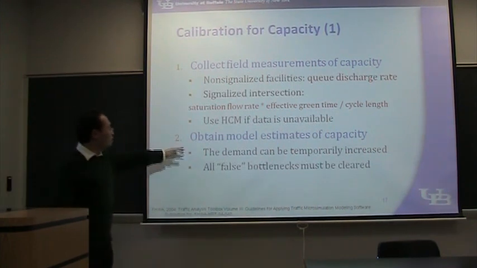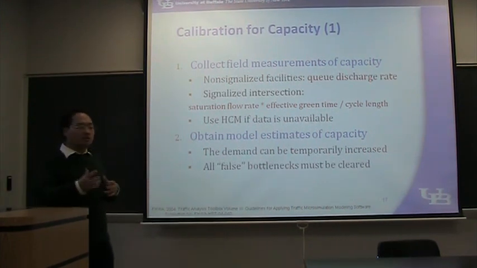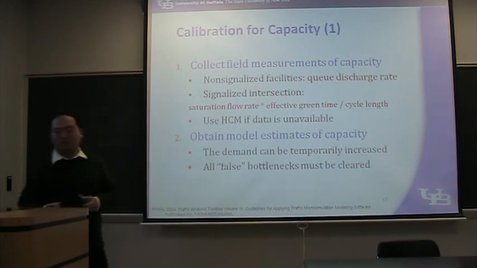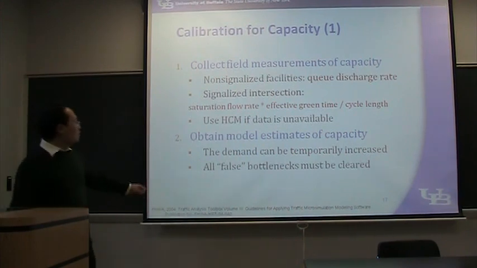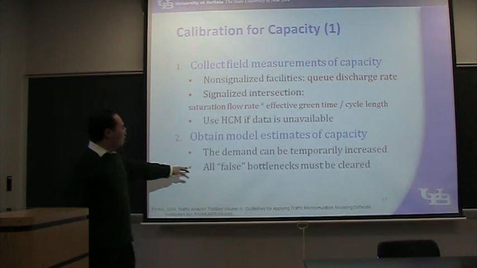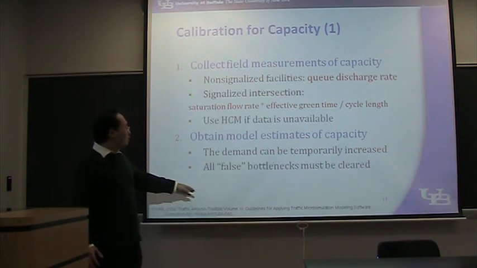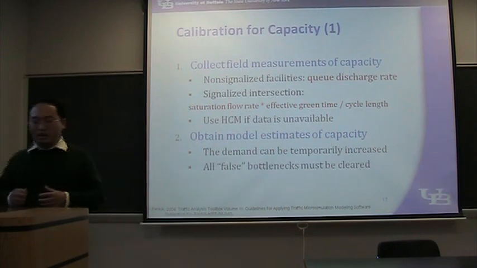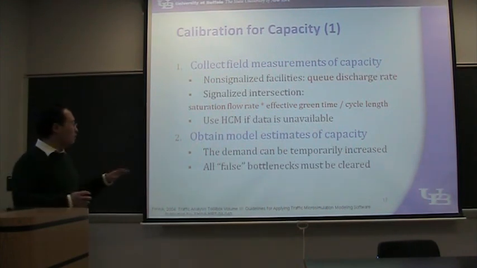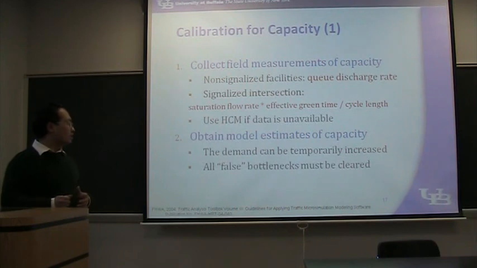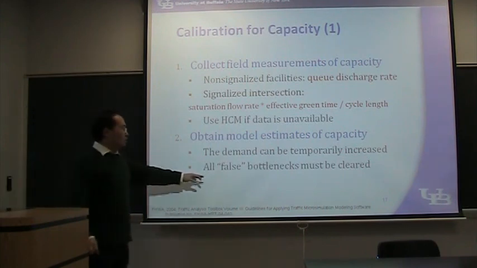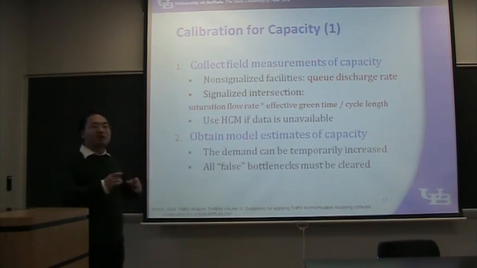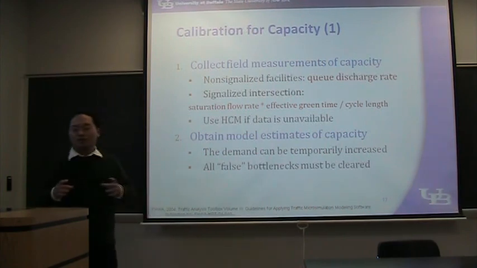So in the simulation model, the advantage is that you can easily change the demand to cause congestion. And sometimes you will see fake bottlenecks, the bottlenecks that exist in some places that shouldn't have a bottleneck. And these fake bottlenecks must be cleared. The way of doing this is to change some attributes of that bottleneck.